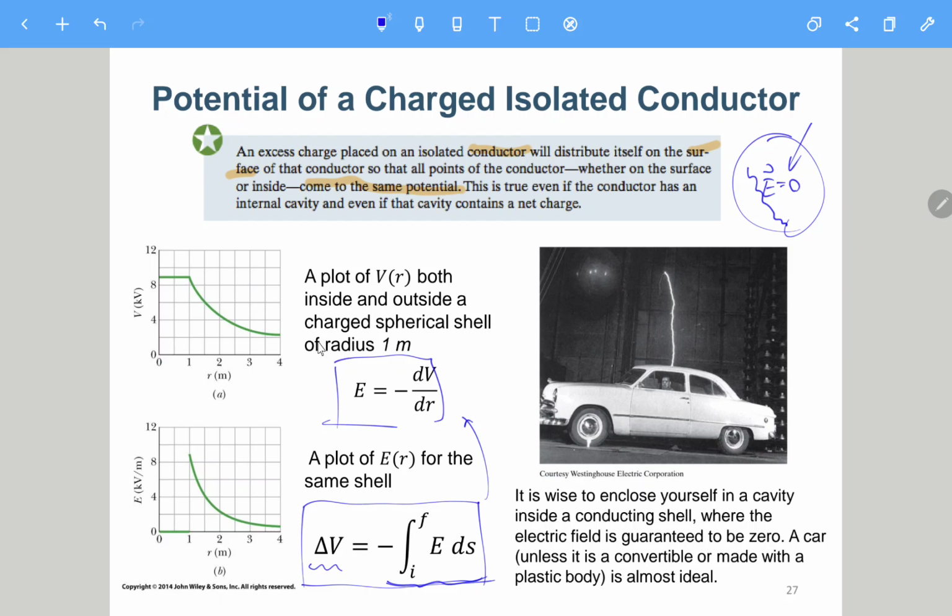On the left, it uses two graphs to demonstrate the idea. Here we assume that we have a conducting sphere with radius r of 1 meter. Inside 1 meter, as I mentioned, there should be no E field. So from 0 to 1 meter, the potential should be a constant.